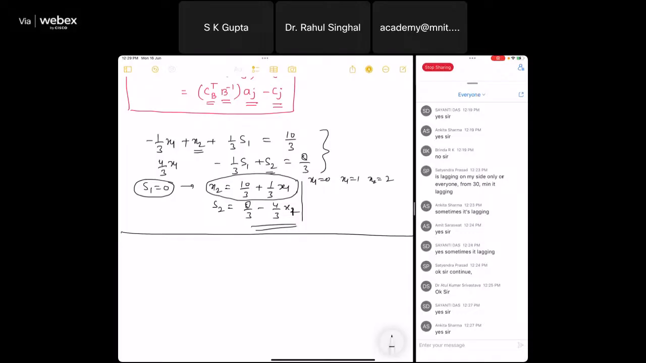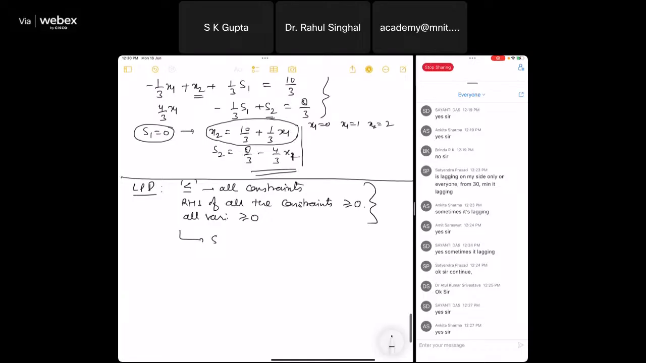Now, simplex iteration is meant only for a specific type of linear programming problem, not for all types. For which type of linear programming problem is the simplex method meant? It is applicable where all constraints must be less than or equal to type, the right hand side of all constraints must be greater than or equal to 0, and all variables must be greater than or equal to 0. If you have these restrictions on the LPP, then the simplex method is applicable.